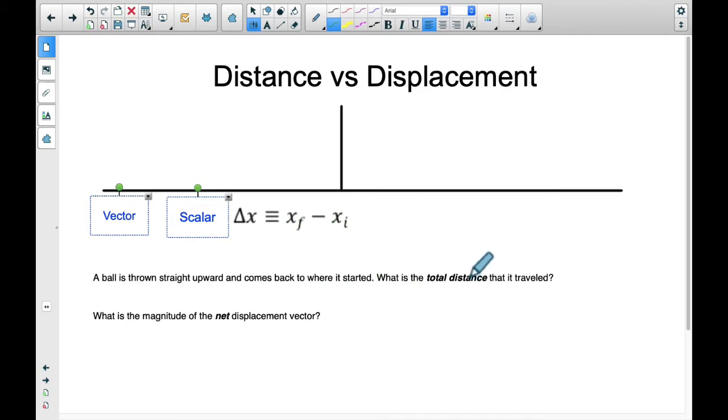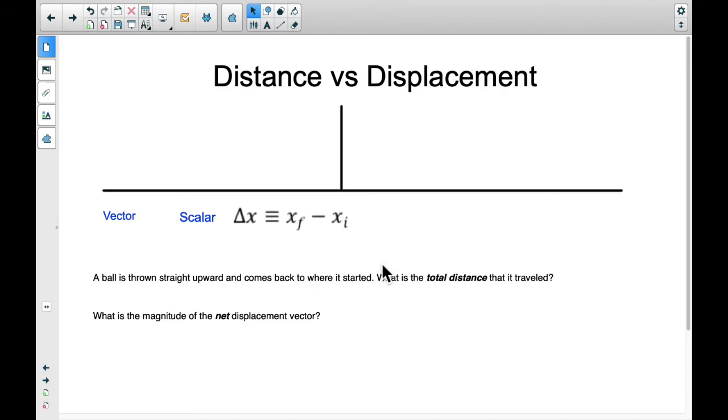Distance and displacement. They're very similar. However, they are a little bit different. Not a whole lot, but they are a little bit different. So if we talk about distance and displacement, which one is a scalar and which one is a vector? Well, distance is a scalar, and displacement is a vector.